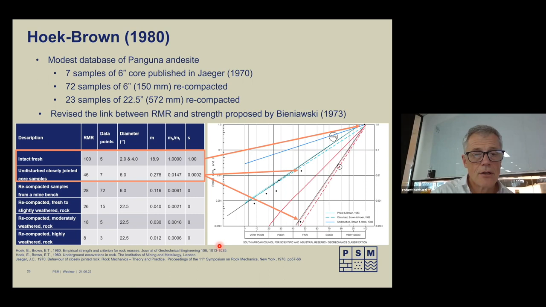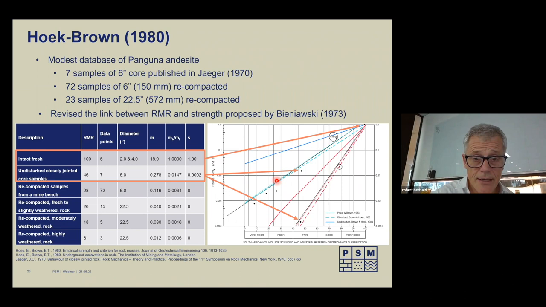So five data points of intact core landed up here. That one dot there, that's five test results landed in one point on this graph. Seven dots here of the undisturbed 6-inch samples landed here for the parameter m and here for the parameter s. And that's basically it. These other dots here, they're the recompacted stuff.